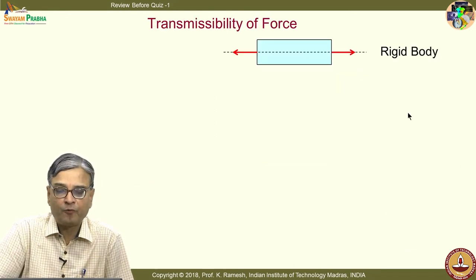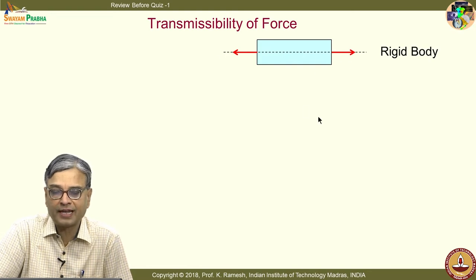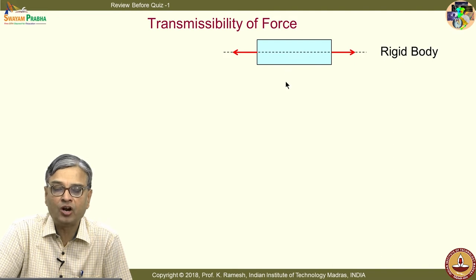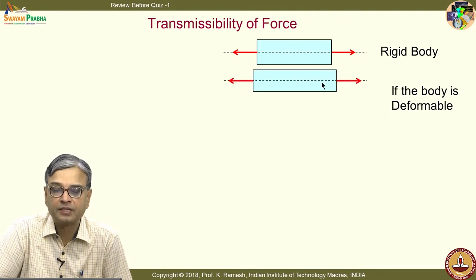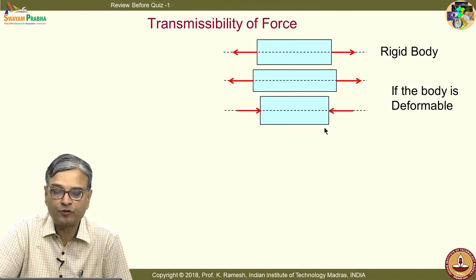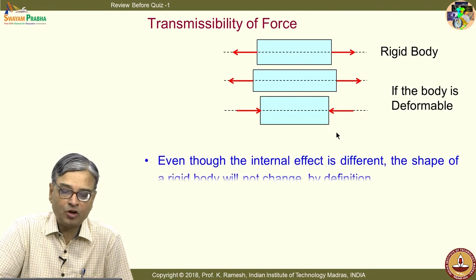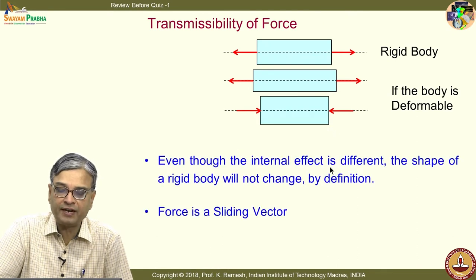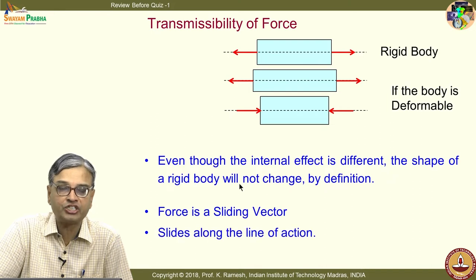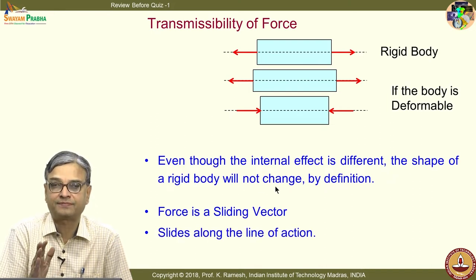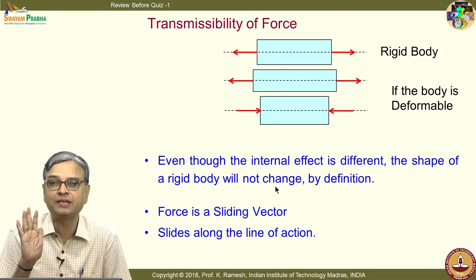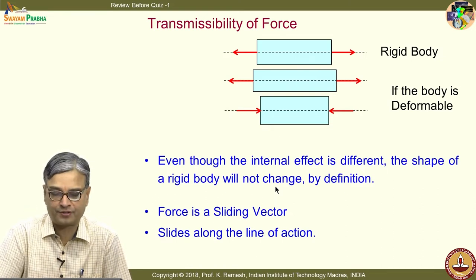Suppose I look at what happens when I apply two forces like this, this is applying a tension, a rigid body by definition will not have any change. If the body is deformable, it would get elongated. If the body has a compressive force, it would get compressed. And what we learnt was, even though the internal effect is different, the shape of a rigid body will not change by definition. It makes our life fairly simple at the initial stages of the course.